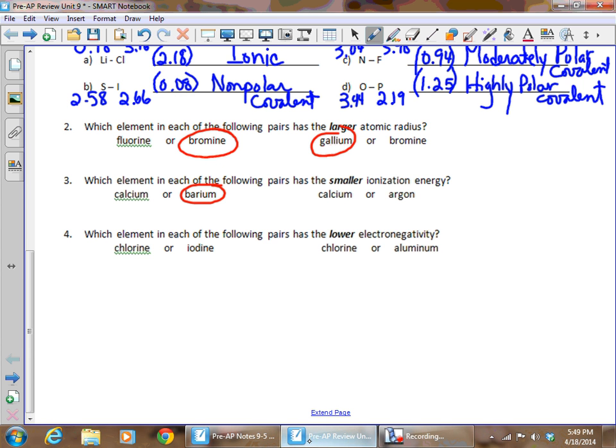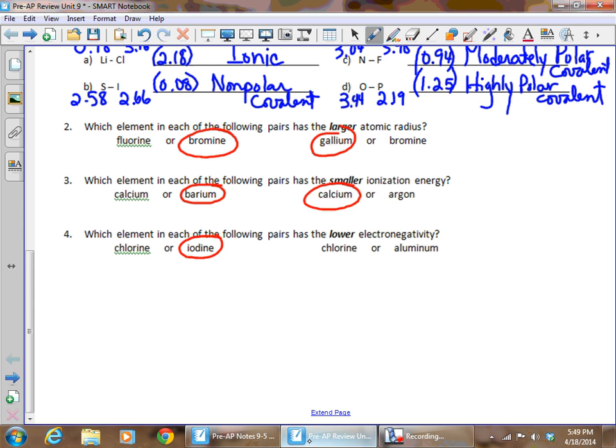So if we're looking at calcium versus argon, calcium's going to have a smaller ionization energy again. It's going to be further away from fluorine. And the next one asks for lower electronegativity. Remember, fluorine has small size but high electronegativity. So we're looking for lower electronegativity, so we're looking at the one that's further away from fluorine. If you look at your periodic chart, you'll see that iodine is further away.